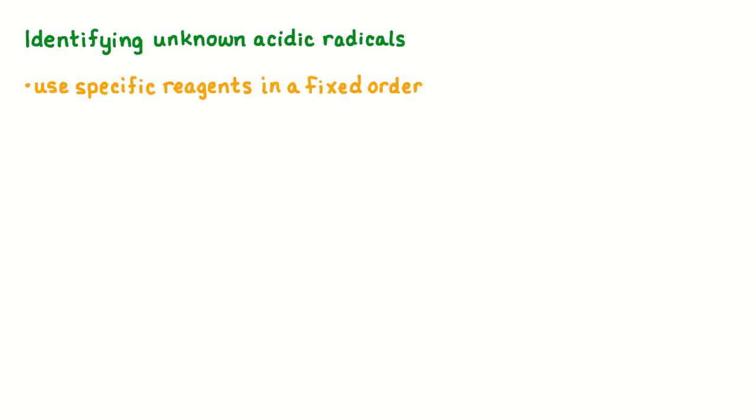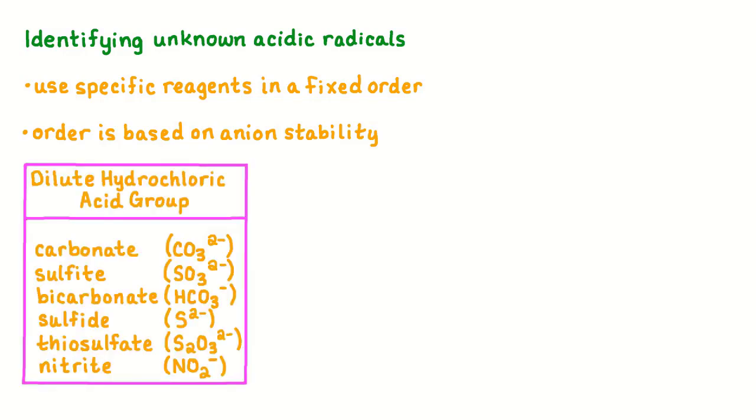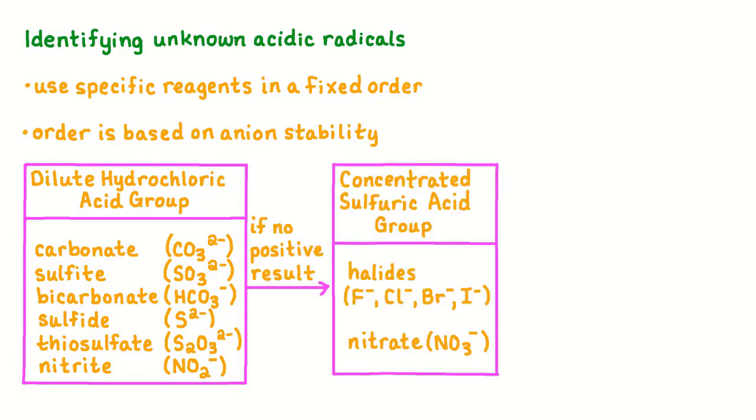We use specific reagents in a fixed order when testing for unknown acidic radicals, and the order relates to the stability of the different anions. Firstly, we use dilute hydrochloric acid, which will help us to identify carbonate, sulfite, bicarbonate, sulfide, thiosulfate, and nitrite anions. If the unknown anion has not been identified using dilute hydrochloric acid, we move on to the second testing reagent, which is concentrated sulfuric acid. We use concentrated sulfuric acid to identify halide anions and nitrate anions.